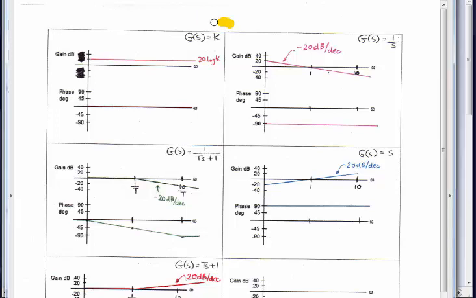So the first format we have is if g of s is actually equal to a constant. If it's just a constant, the phase angle is 0 degrees and the gain will be 20 log whatever that constant is. The next very common format is a 1 over tau s plus 1 format. That requires a 1 on top of the equation, some number tau multiplied by s plus 1. So we have to make sure that our equation is in that format.